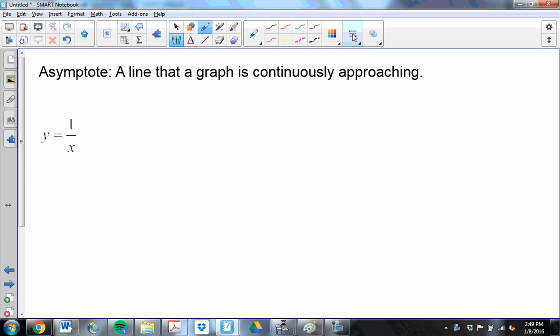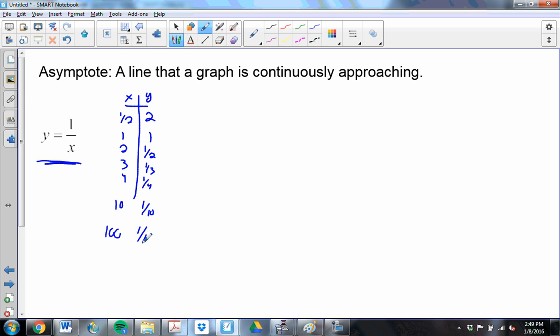So a good example is the line y equals 1 over x. As I plug in numbers for x, as x gets bigger, I'll go from 1/2, 1, 2, 3, 4, up to 10. As x gets bigger, 1 over x gets smaller. So if x is 1/2, 1 over 1/2 is actually 2. And if x is 1, 1 over 1 is 1. And if x is 2, you get 1/2, and 1/3, and 1/4, and 1/10, and you get the idea. But the point is, even though this number keeps getting smaller and smaller, it's never actually going to go to 0.